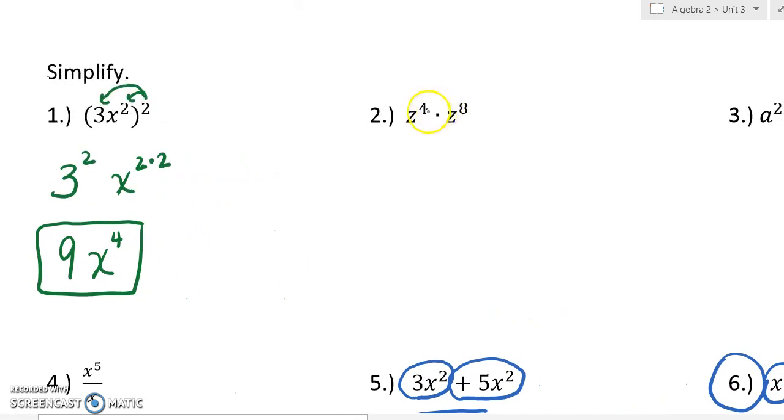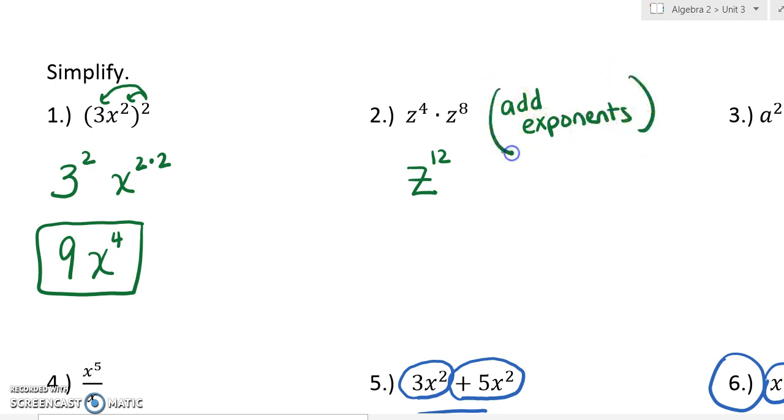All right, let's look at number 2. We have z to the 4th times z to the 8th. Really what that means is I have 4 z's here and 8 here. So I have a total of 12 z's. So this is when we add the exponents. I think this was the first rule, right? Whereas here we multiplied, or some people like to say distribute.